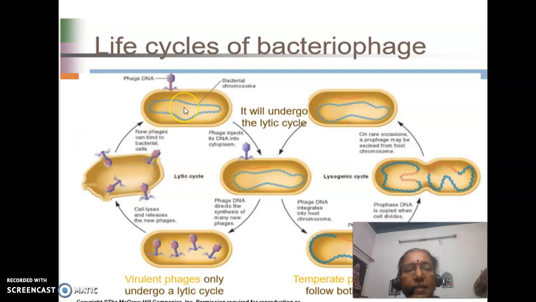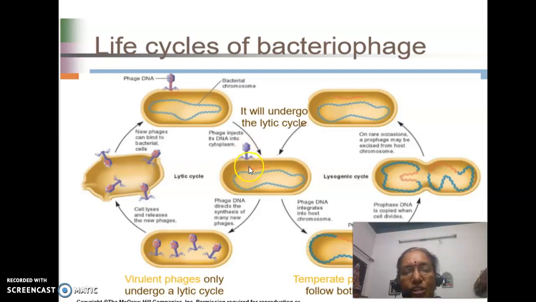Now the basic steps in the lytic cycle: first, the bacteriophage adsorbs on the bacterial cell membrane or cell wall. The site where it adsorbs or attaches is a receptor. After it adsorbs, it will inject the phage genome or viral DNA. This step is called the penetration step. The viral DNA penetrates into the cytosol of the bacterial cell.